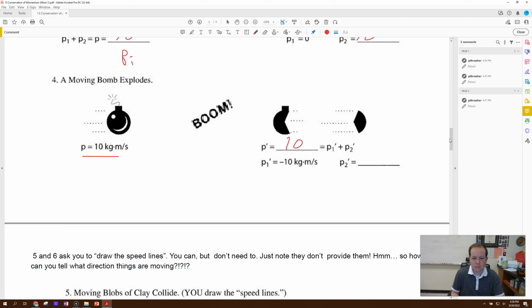Now this piece is moving, and it has momentum to the left of -10. Remember, negative just means it's going to the left. So it has momentum of -10. The total needs to be 10. So what number do I have to add to -10 to get +10? Oh, careful. Not 10. 20. This is 20 because 20 added to -10 gives me +10. So that's the right answer right there.